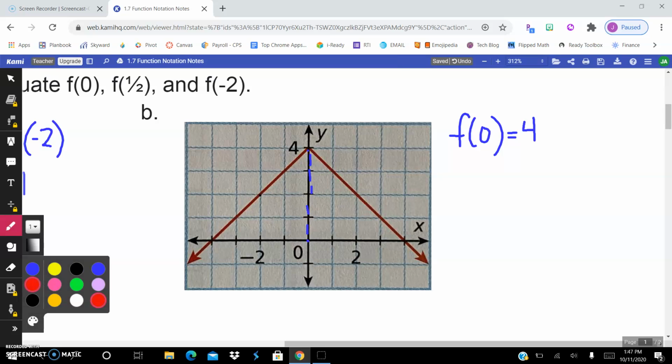And then again for 1/2 would be right here on the x-axis. So we have to go up until we meet that graph. And it looks like when x is 1/2, our y value would be about 3.5. And then our last one is when x is -2 over here. So we have to go up until we meet. And when x is -2, our y value is +2.